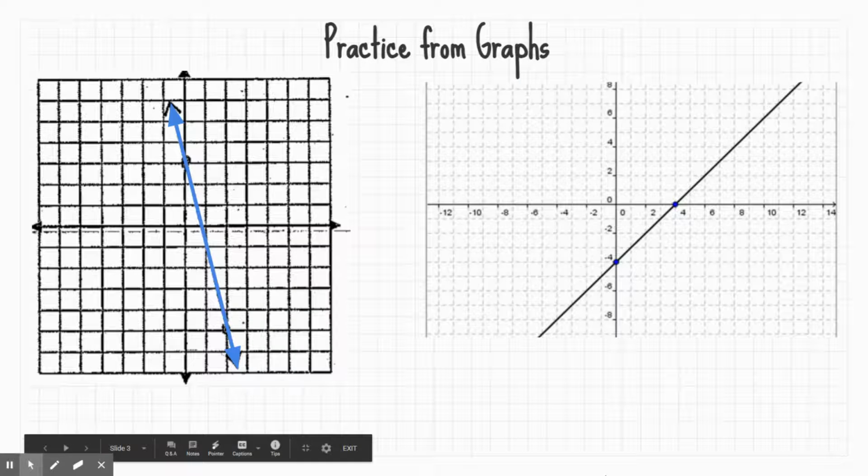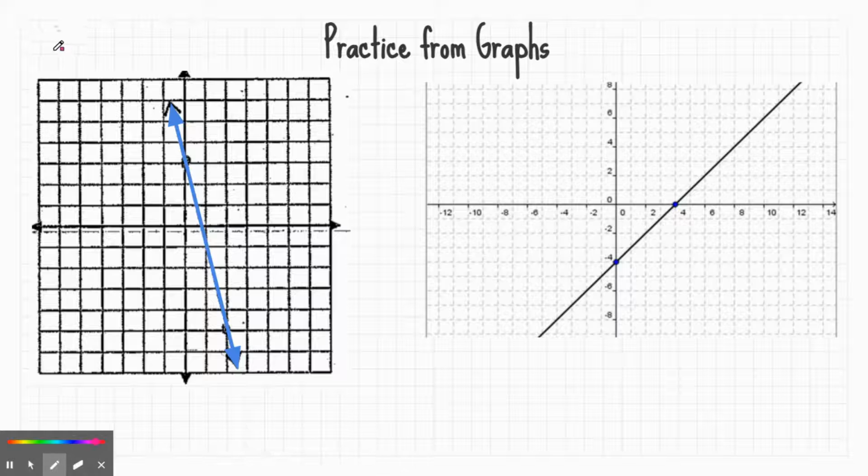All right, so now we're going to practice from graphs. Remember, from graphs, we have to count our rise over run, which is m equals change in y over change in x. And we have to find where it crosses the y-axis to find our y-intercept. So let's start where solid points are. We have a solid point here, and we have a solid point here.